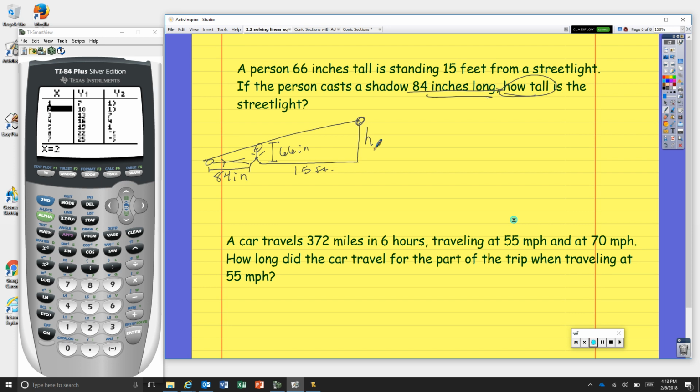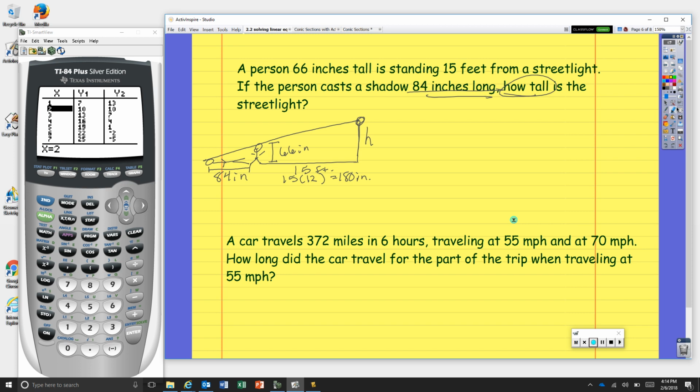So there I've identified my variable. H is the streetlight's height. This bothers me that I have feet and I have inches, so let's turn this feet to inches. So 15 feet times 12 inches is 180 inches away.